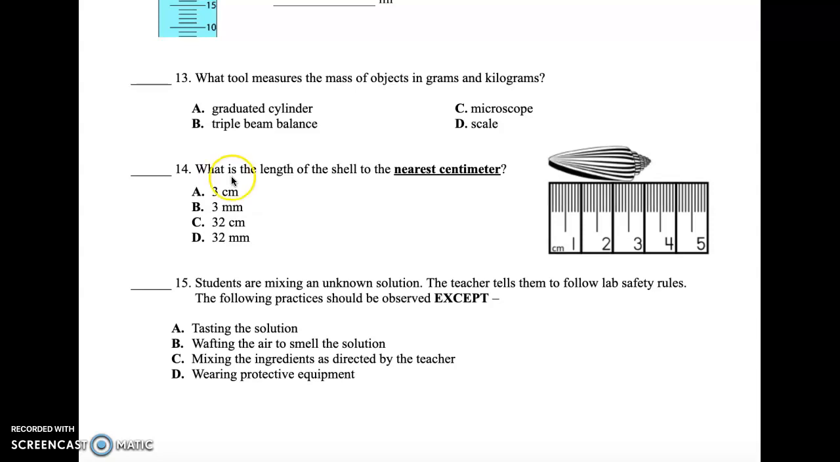Number 14. What is the length of the shell to the nearest centimeter? A, 3 centimeter. B, 3 millimeter. C, 32 centimeters. Or D, 32 millimeters. Here is the shell with the ruler.